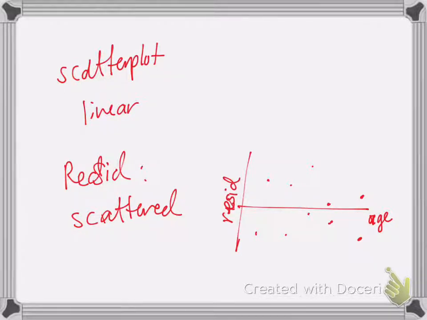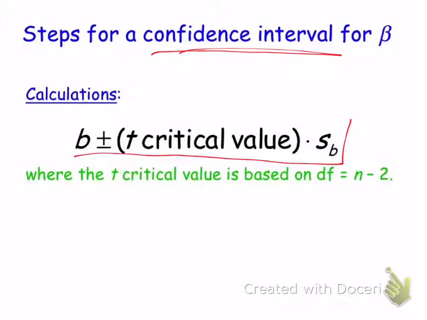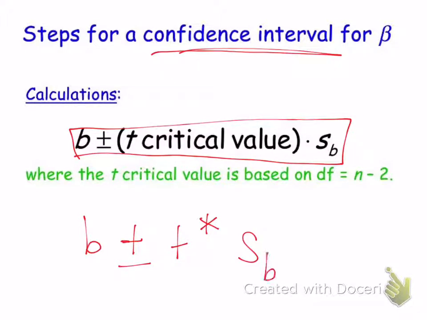So in your assumptions, you're going to draw the 2 graphs. Here is the formula for your inference test. This right here is your confidence interval formula: B plus or minus T star SB. If you have the data, it will do that for you when you do a linear regression T interval, which I'm going to show you in a minute.